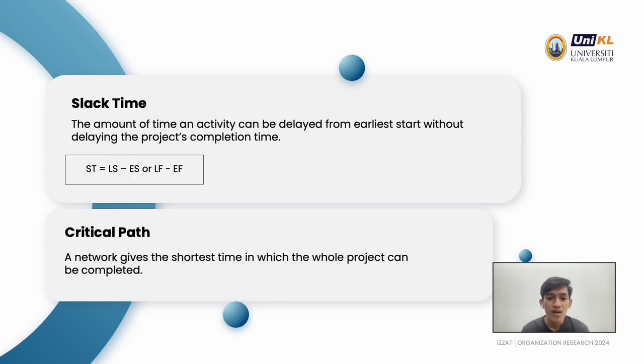So the critical path in the network gives the shortest time in which the whole project can be completed. This also means that for the critical path, the project doesn't have any delay time, or we can call it rest time.